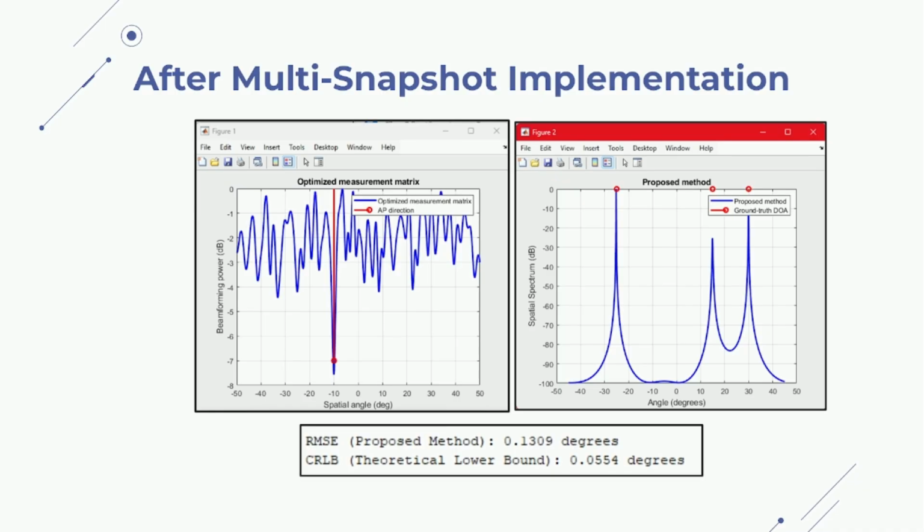This method shows sharp peaks similar to the original paper's results that match the ground truth DOA shown by the red stems. However, our solution shows an improved resolution with a root mean squared error of 0.1309 degrees, while the lower bound, or the Cramér-Rao lower bound, or CRLB, is 0.0554 degrees, which means that we're approaching the theoretical performance limit, showing how effective the combination of snapshot averaging and sparse recovery is for high accuracy DOA estimation.